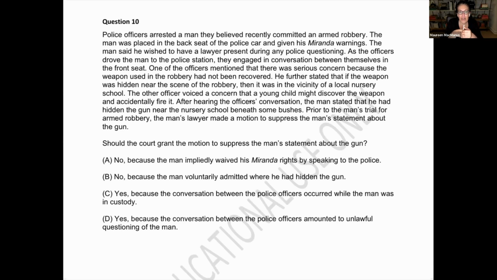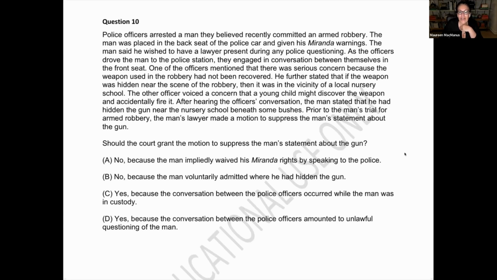So after hearing the officer's conversation, the man stated that he had hidden the gun near the nursery school beneath some bushes. Prior to the man's trial for armed robbery, the man's lawyer made a motion to suppress the man's statement about the gun. This was an unlawful questioning. A lot of people picking different answers here. A lot of people typed in the chat C, or a few people did. A lot of people saying B, there's some A's, but let's go through this.